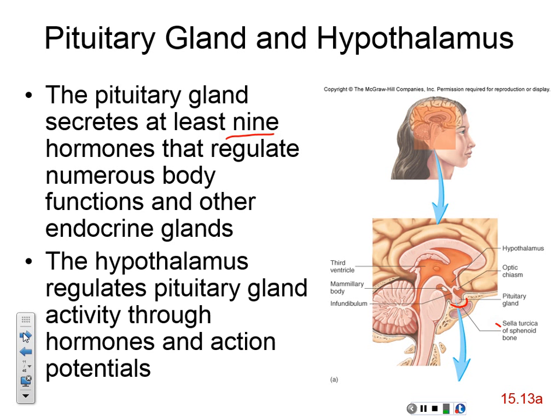They control body functions, different things, metabolism, and so forth, all to maintain homeostasis. The hypothalamus will control the pituitary in two ways. The anterior pituitary is controlled by hormones, and the posterior pituitary is controlled by action potentials. The posterior pituitary is connected to the hypothalamus by a stalk-like structure called the infundibulum.